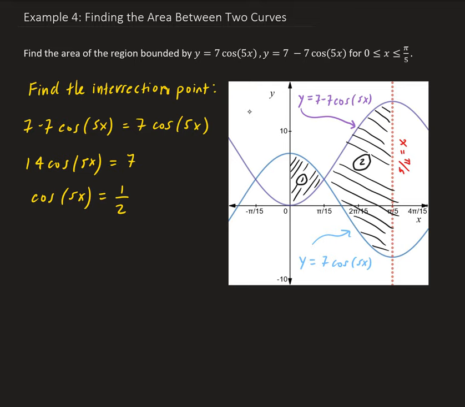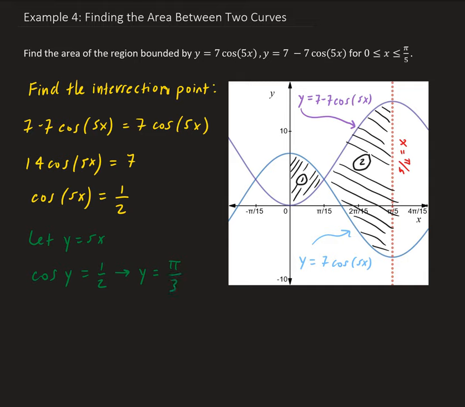If you've taken any kind of trig course, the way to solve this is to use a substitution technique. We're going to let y be equal to 5x. Then we have cosine y equals 1/2. From here, we get y equal to pi over 3, and this is the only value.